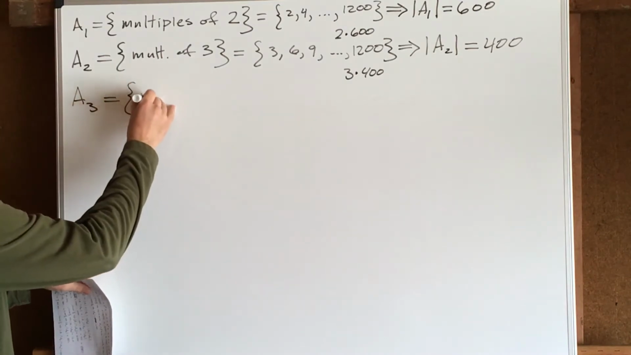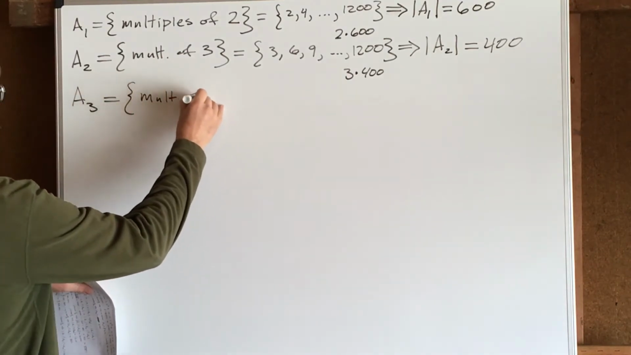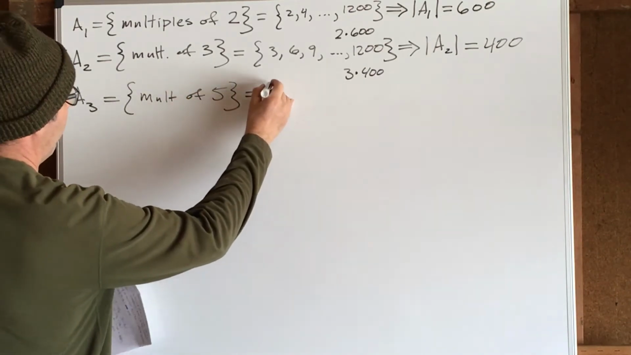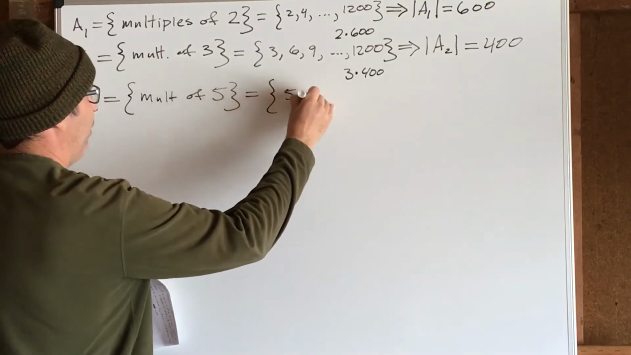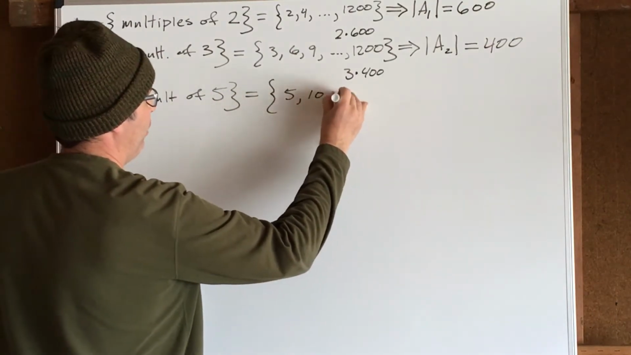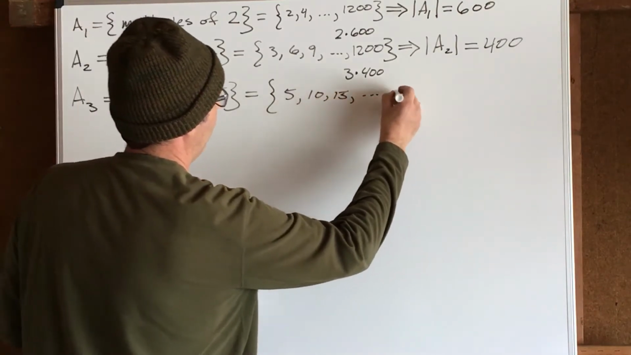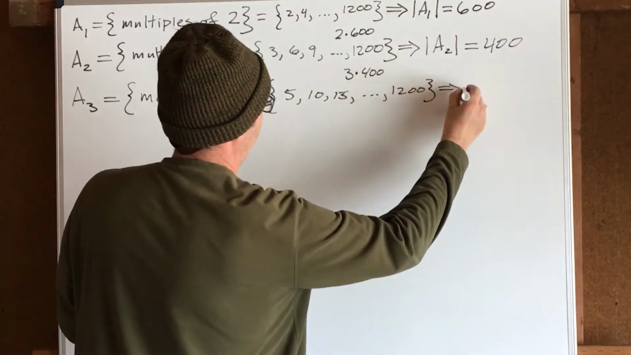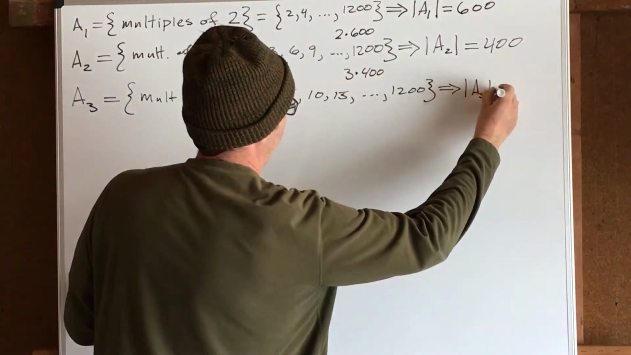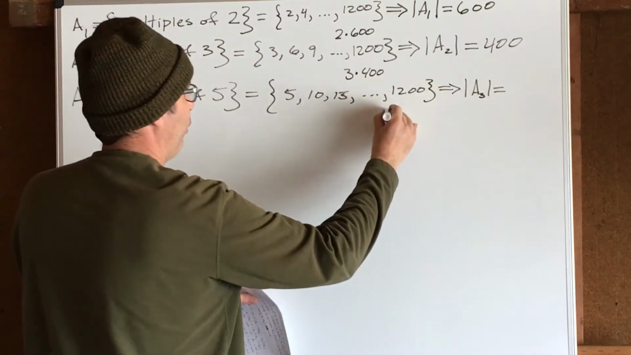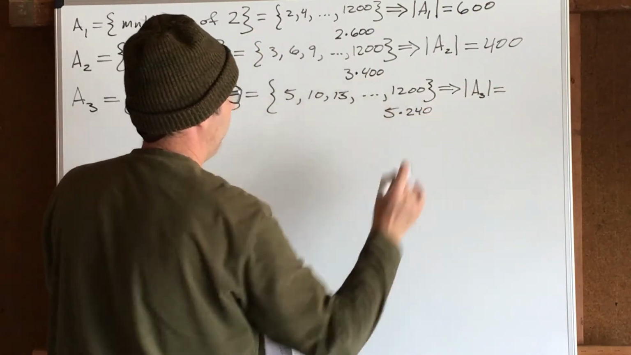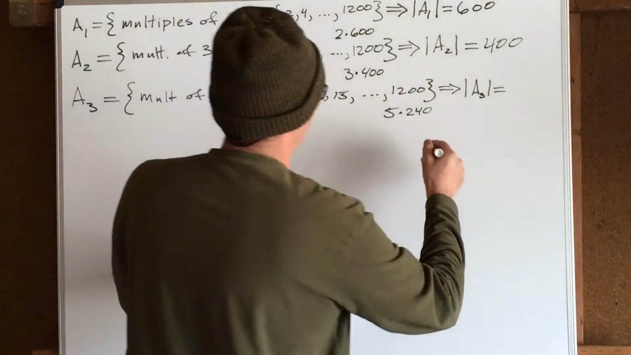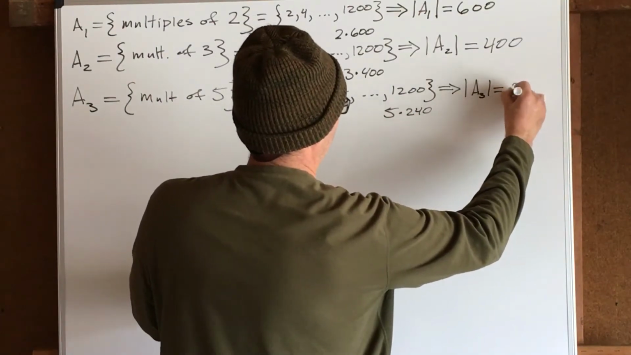A3, we have multiples of 5: 5, 10, 15, all the way up to 1200. So 1200 is 5 times 240. So there are 240 of these.